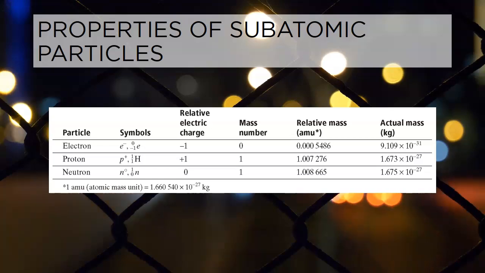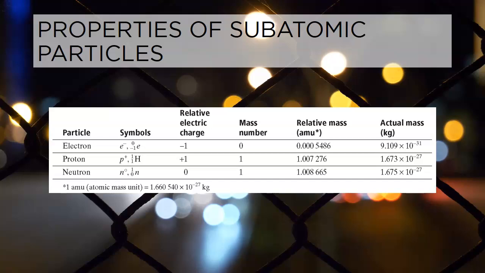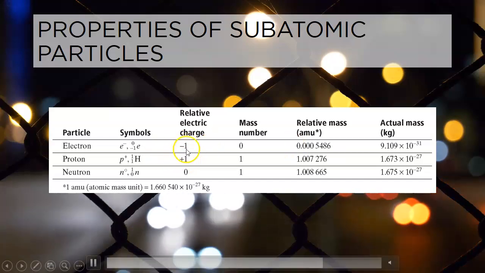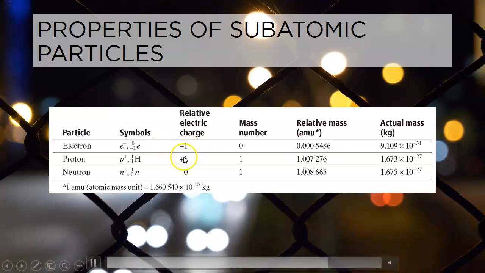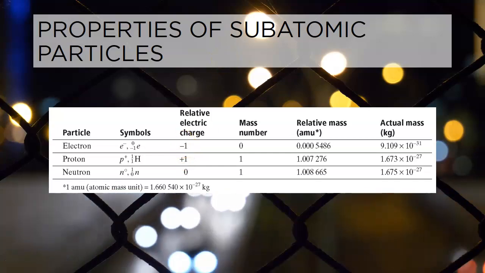But a neutron has no charge. It's neutral. That's the name neutron. Protons have a positive charge. And notice it's the same charge as an electron, except the electron's negative. So in terms of charge, protons and electrons, let me be careful there. Protons and electrons will cancel each other out. Neutrons are always neutral.